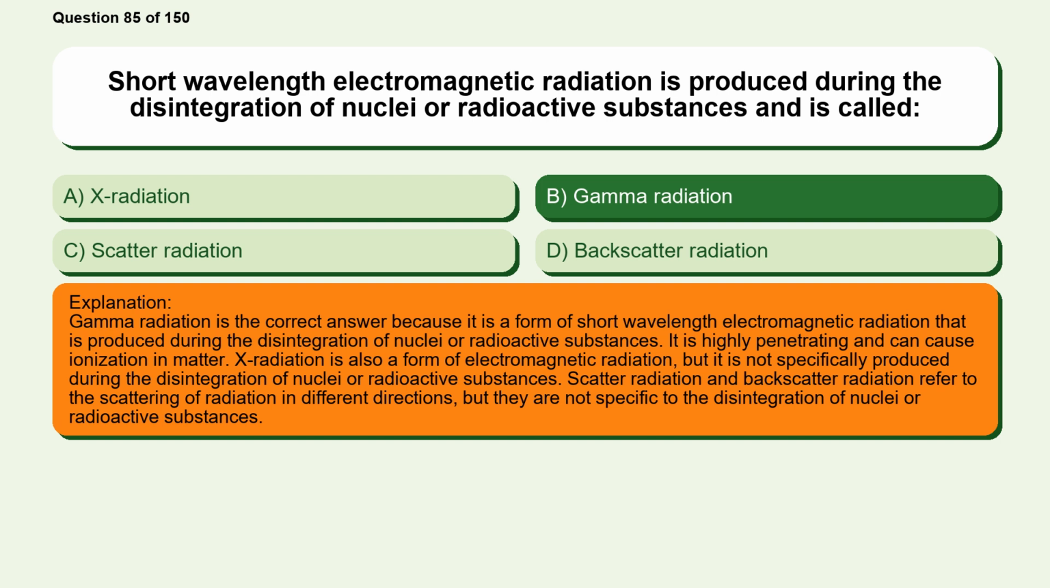Gamma radiation is the correct answer because it is a form of short wavelength electromagnetic radiation that is produced during the disintegration of nuclei or radioactive substances. It is highly penetrating and can cause ionization in matter. X radiation is also a form of electromagnetic radiation, but it is not specifically produced during the disintegration of nuclei or radioactive substances. Scatter radiation and backscatter radiation refer to the scattering of radiation in different directions, but they are not specific to the disintegration of nuclei or radioactive substances.